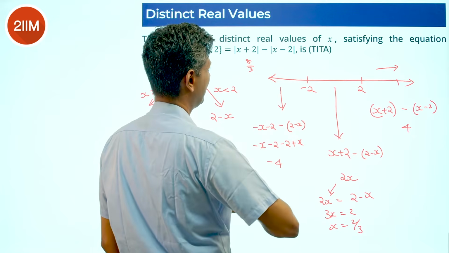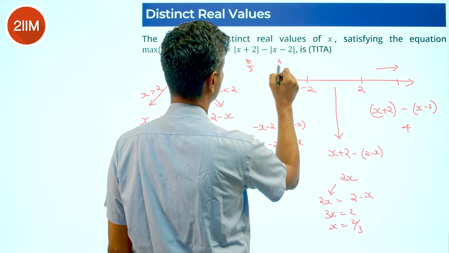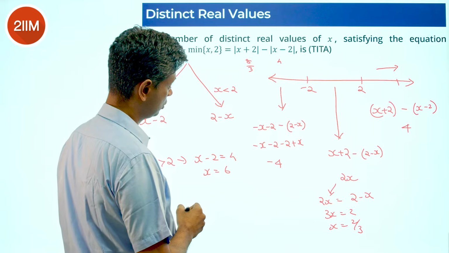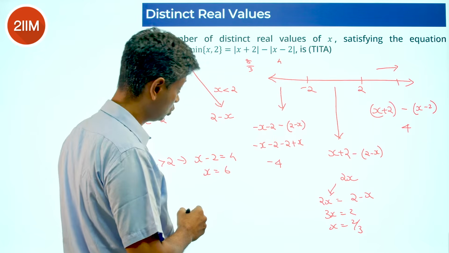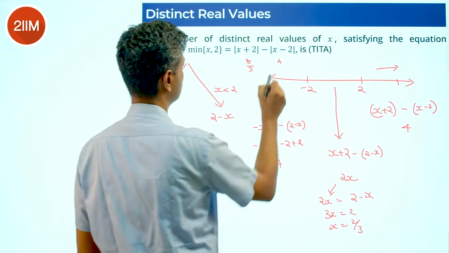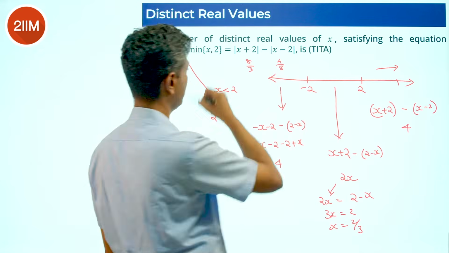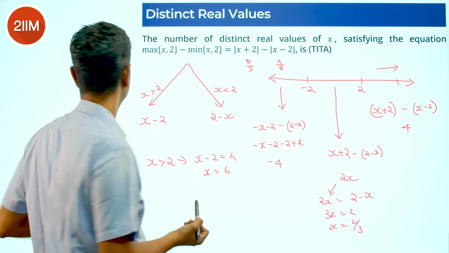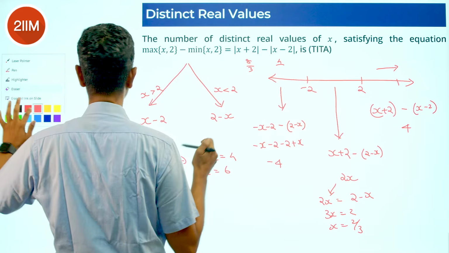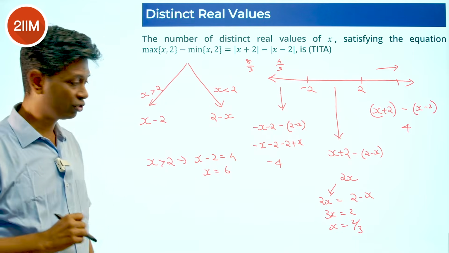2 by 3 minus 2 is minus 4 by 3. This will be 2 by 3 minus 2. This is 2 by 3 minus 6 by 3, minus 4 by 3. This is 4 by 3. This side is 4 by 3, that side is 4 by 3, both are equal. So x equal to 2 by 3 works, x equal to 6 works.